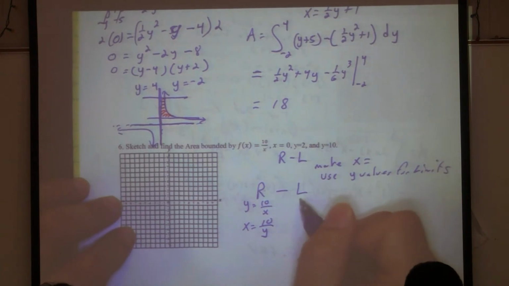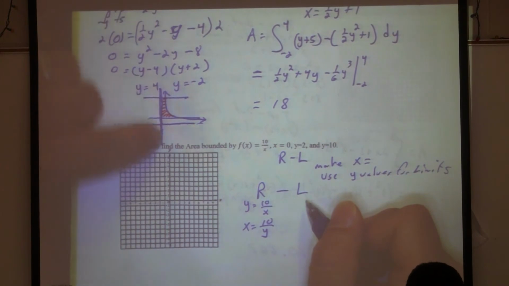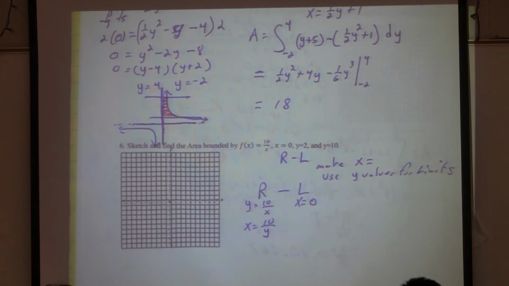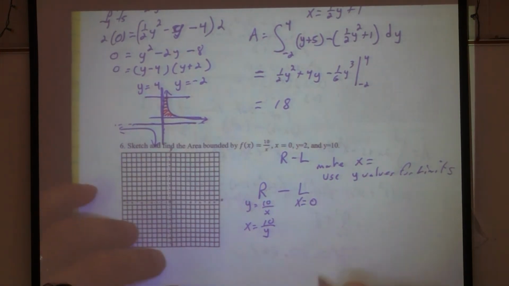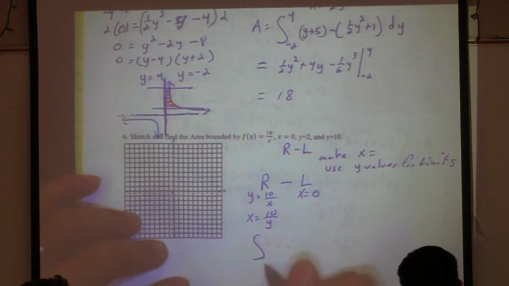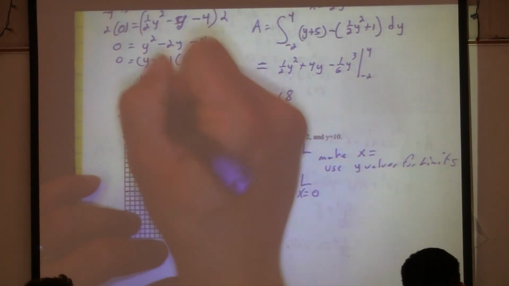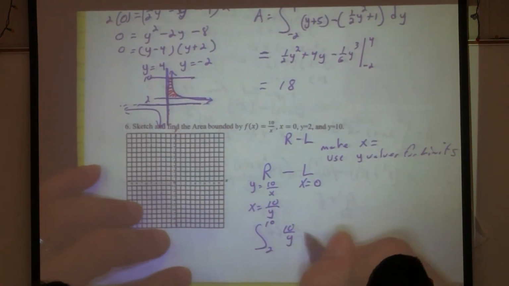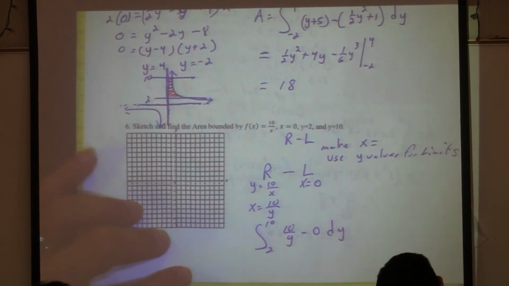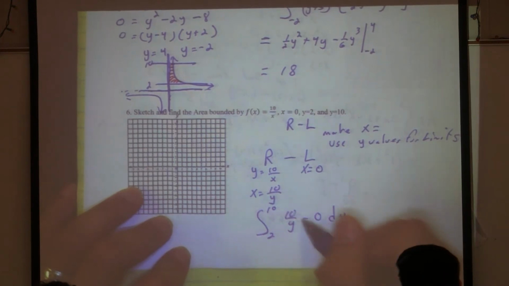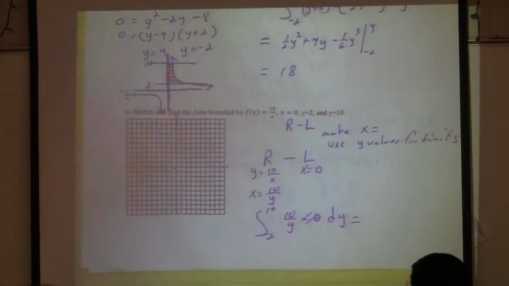What's the left equation gonna be? x equals 0. That one's already x equals, right? Perfect. Okay, so set up the integral. So it's the integral from where to where? 2 to 10. That's these guys, right? Of the right function, which is 10 over y minus 0, dy. So it's just 10 over y, right? So what's the integral of 10 over y? You should be able to do that by hand.